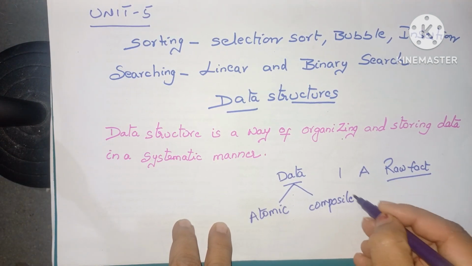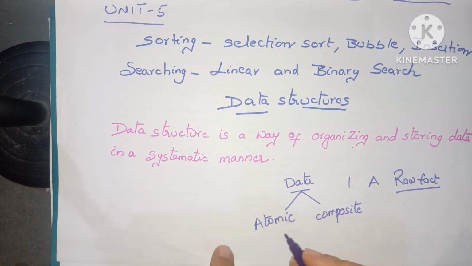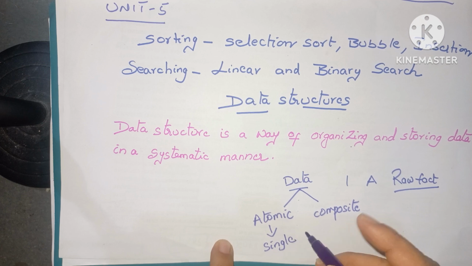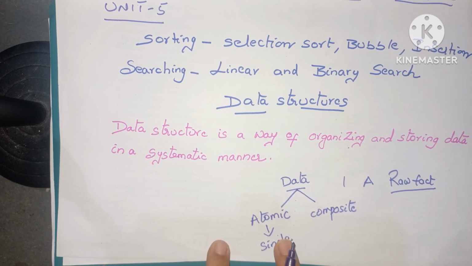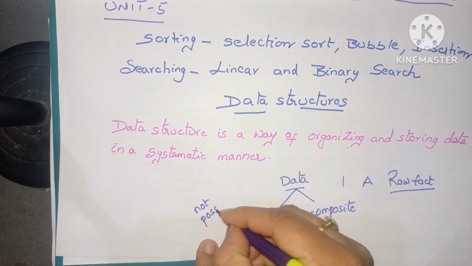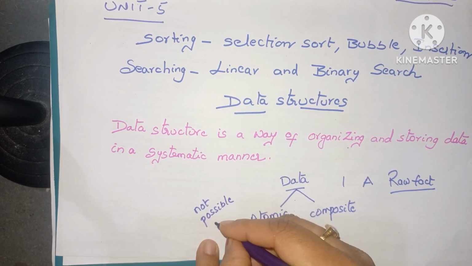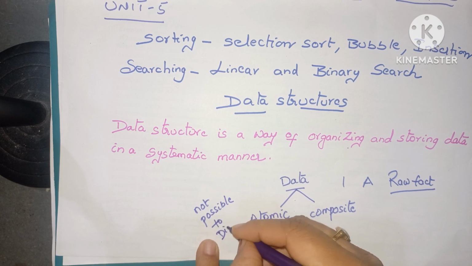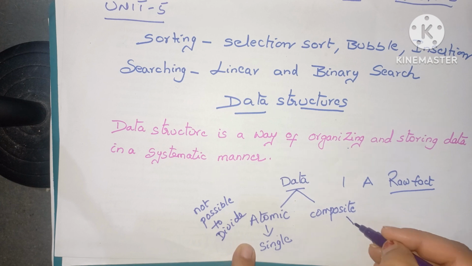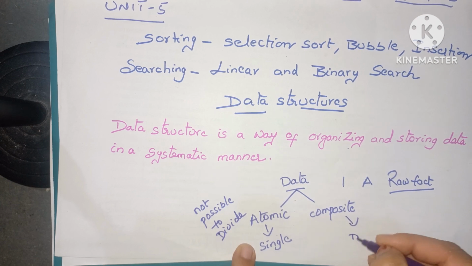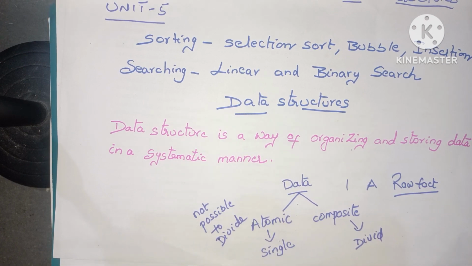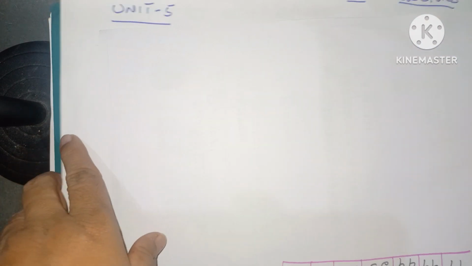Atomic data, composite data. So what is atomic data? It is a single data. That means the data is not possible to divide into subparts, that is called atomic data. Composite data means it is possible to divide it into subparts. It is called composite data.